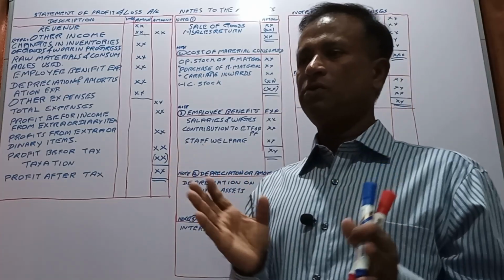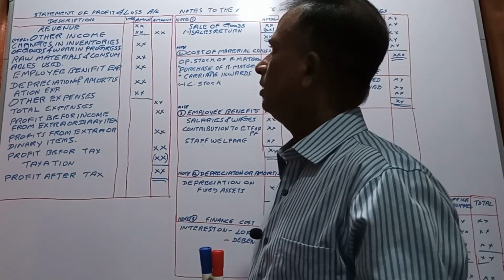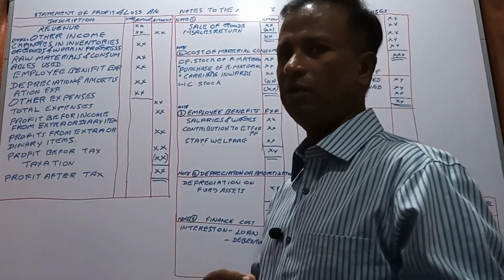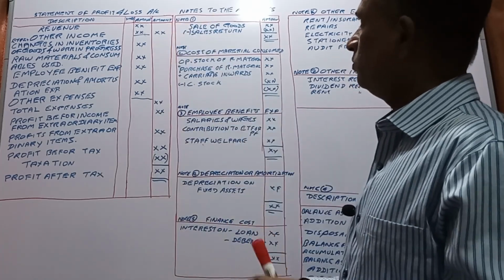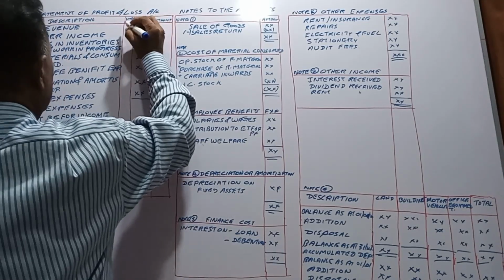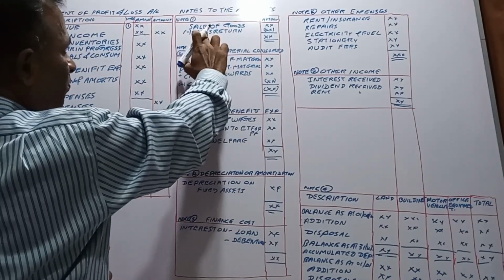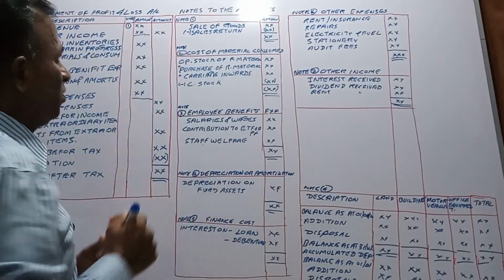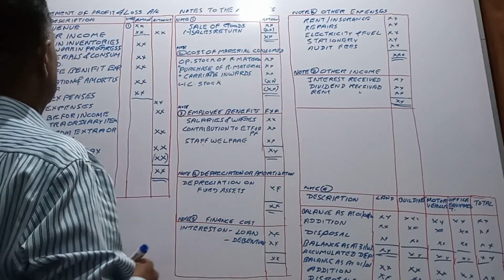Now we are just going to see the formats. The format of the P&L. In the P&L, we prepare the revenue account. In revenue, we mention note number 1. This is the note number 1: sale of goods minus sales return. That is the revenue, and we have shown it in the notes in detail.